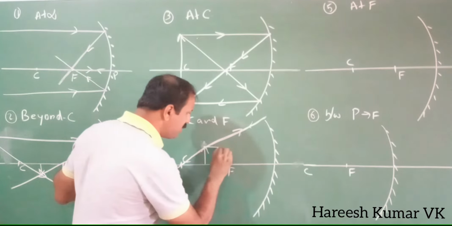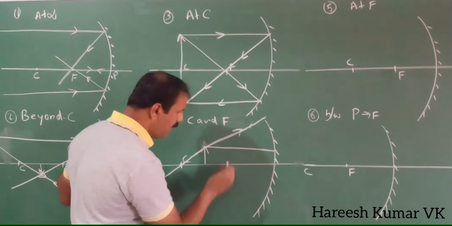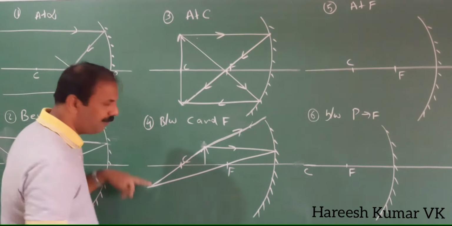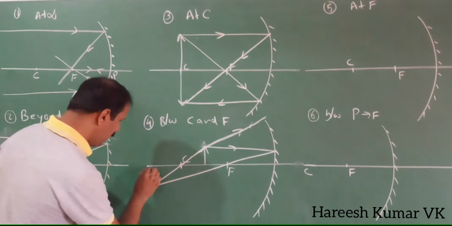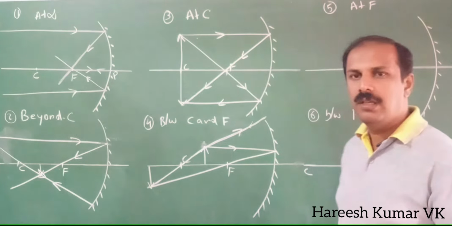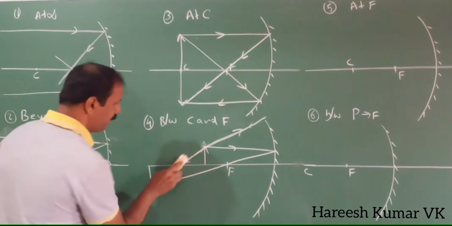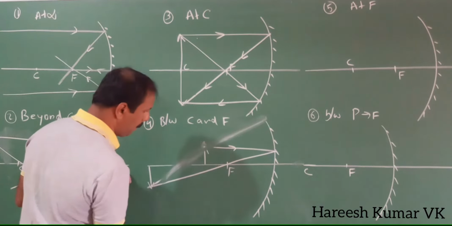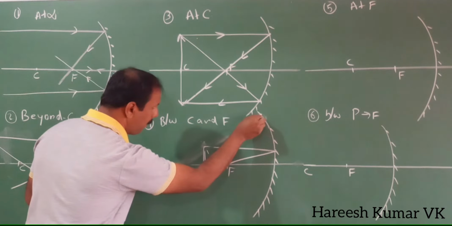Now, if you take another ray which is passing parallel to the principal axis, what will happen? After reflection, it will come to the focus like this. Then it will meet here. This little bit of bend came, that's why it's not clear. That ray, when I drew it, became a little bit bent. Actually, it should not be bent. It should go straight like this. Okay, we'll correct it. Let it go straight away. Let the mirror be up to here.